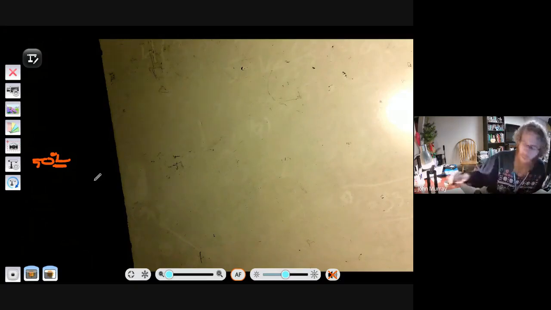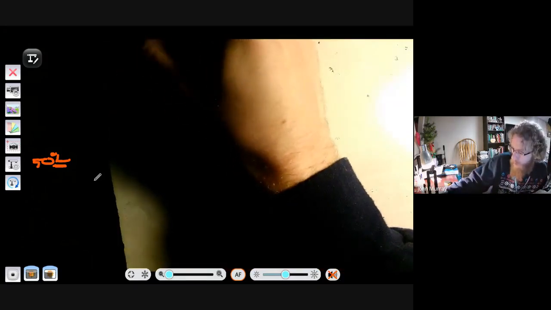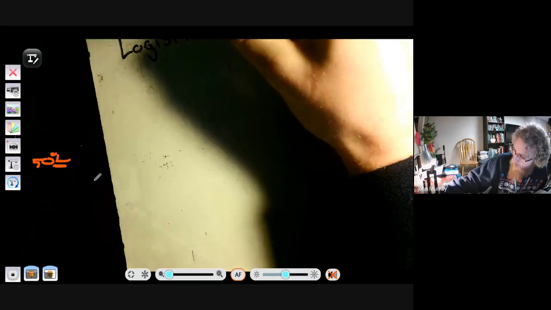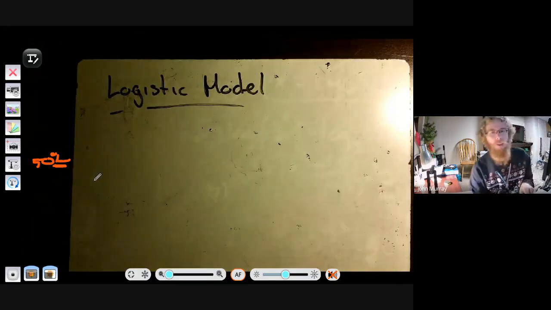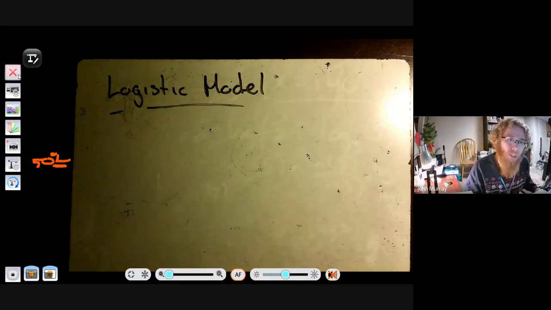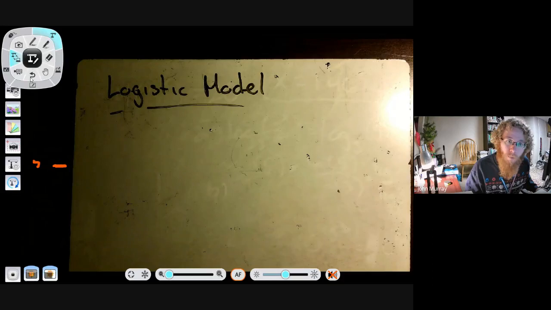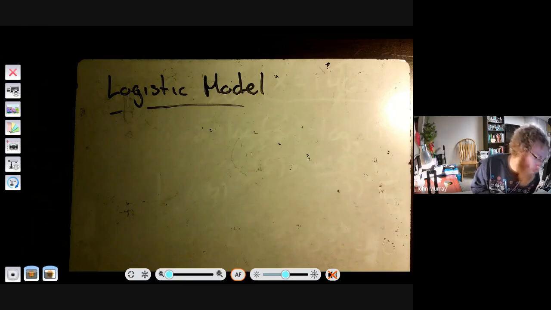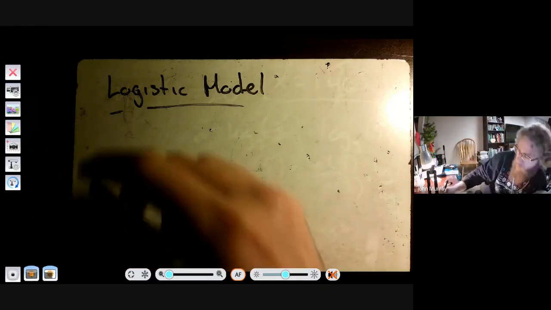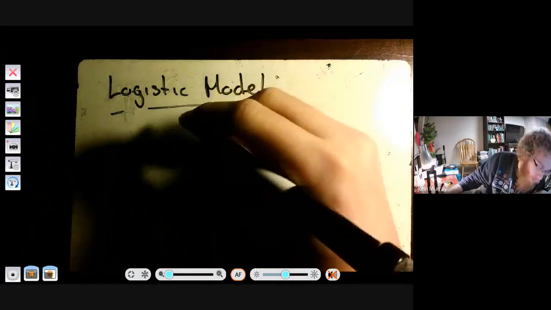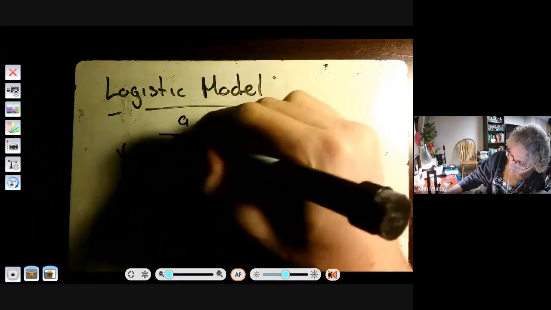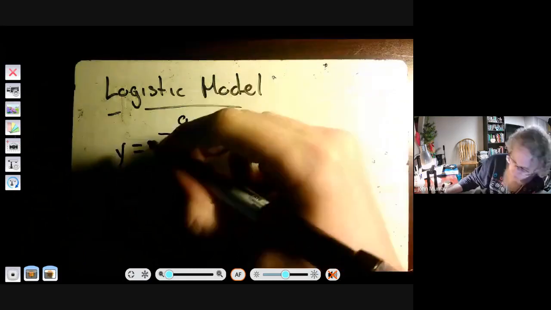The last exponential type we have is called the Logistic Model. Even though it has the word log in it, it doesn't have to do with logarithms. Logistic has a very complicated setup. Well, not very complicated, but much more than what we're used to seeing.